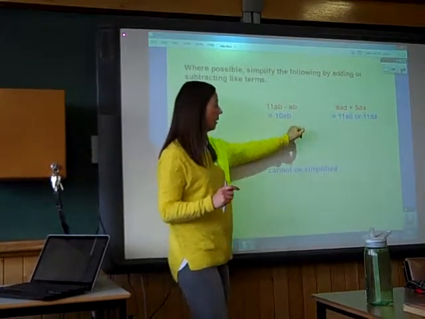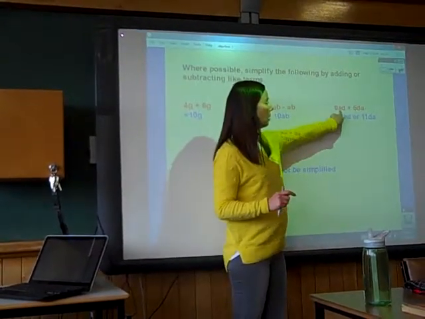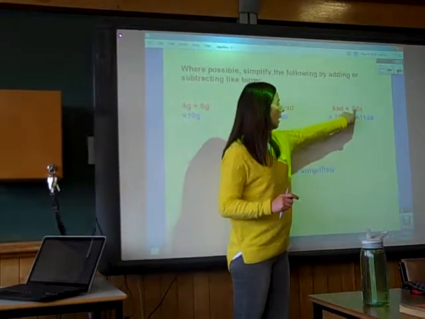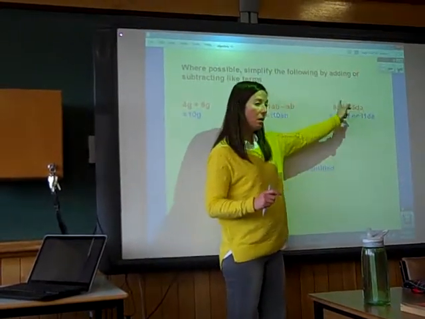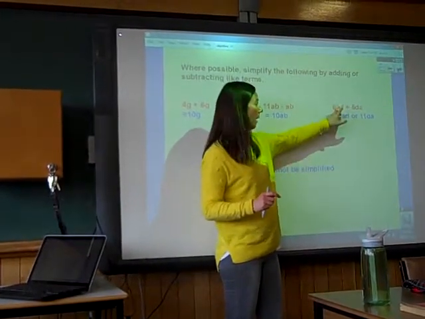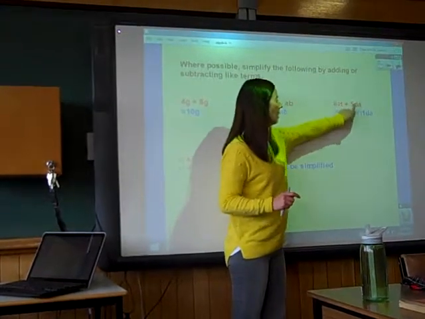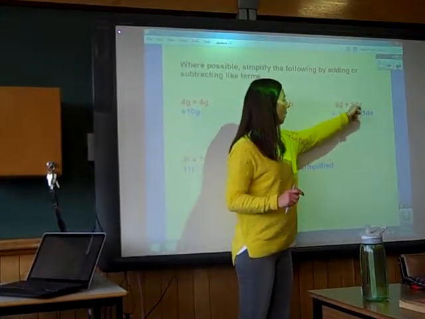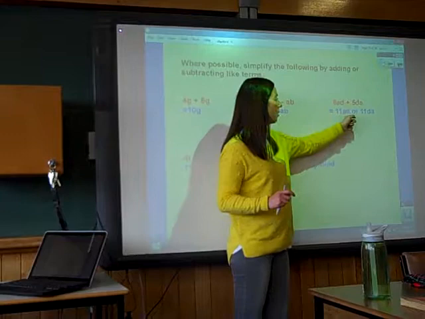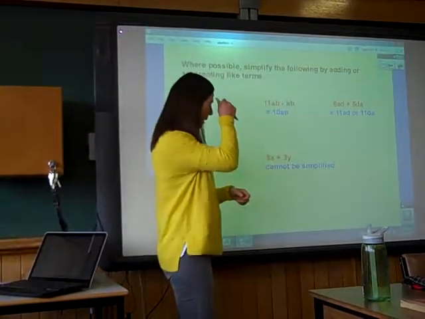So 10AB. This next one is different because look, that one's AD and that one's DA. Does that still mean they're like terms? Remember we learnt that before? Yes, they are, because they both contain an A, they both contain a D. So if I've got 6 and I've got 5, I add up and I've got 11AD, or you can answer 11DA. It doesn't matter which way you put it.